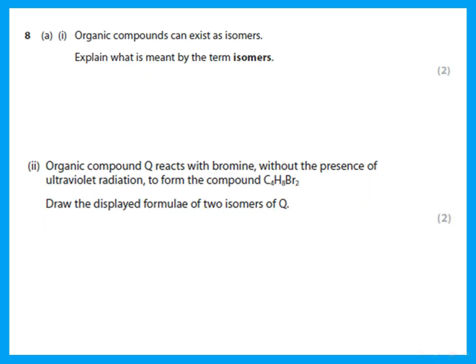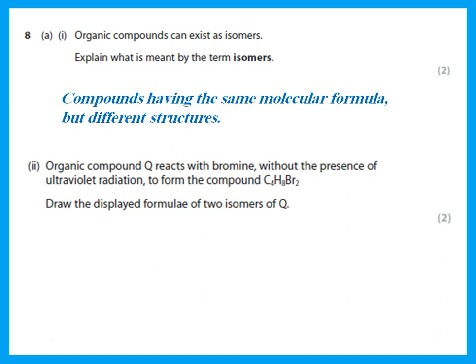Explain what is meant by the term isomers. Remember, definitions are very important and they are the easiest questions you can get. Isomers are compounds having the same molecular formula but different structures. Do not confuse them with isotopes. We have something called isotopes and something called isomers.